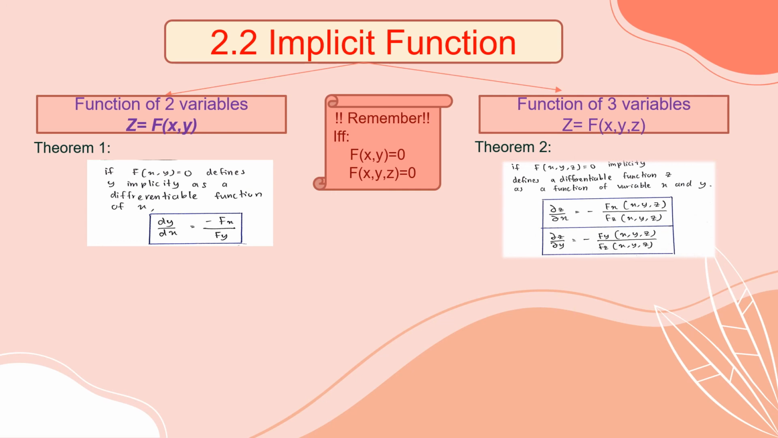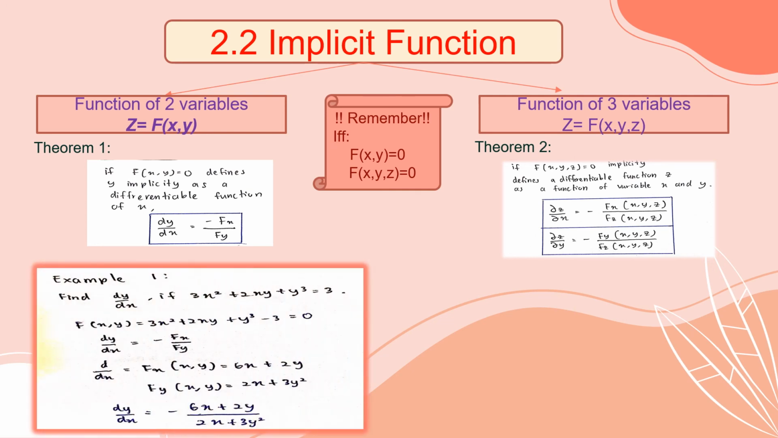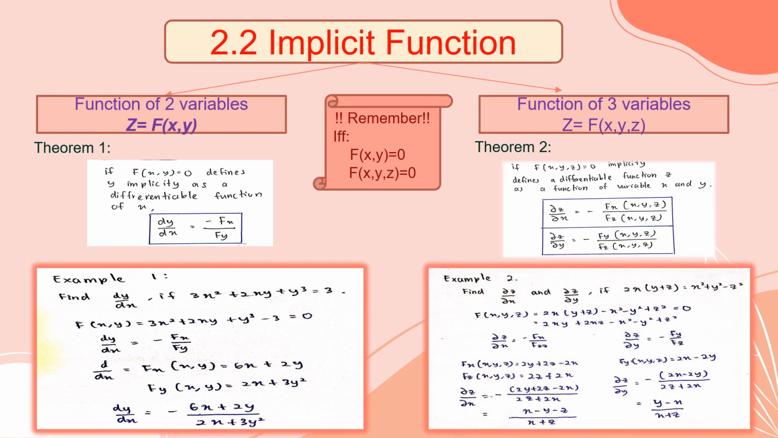We use delta z over delta x and delta z over delta y in function of 3 variables just to make it different from function of 2 variables. And the picture below shows that example 1 is for function of 2 variables and example 2 is for function of 3 variables. That's all.